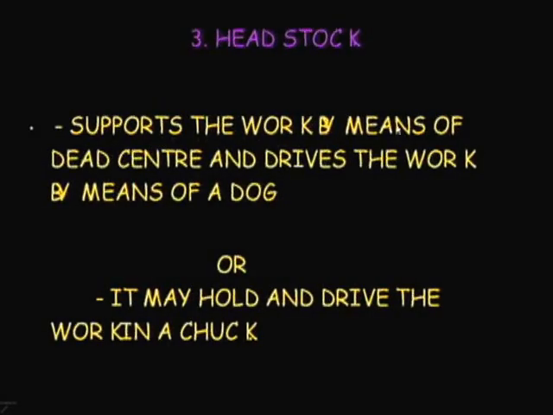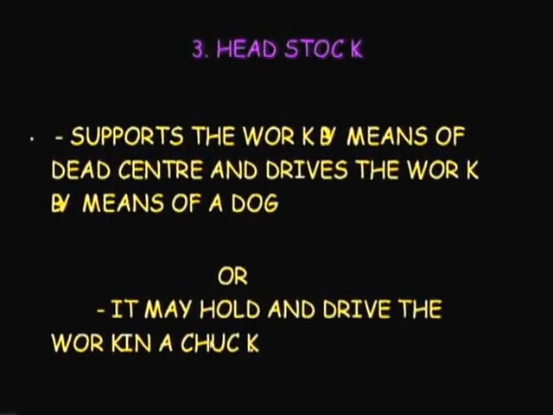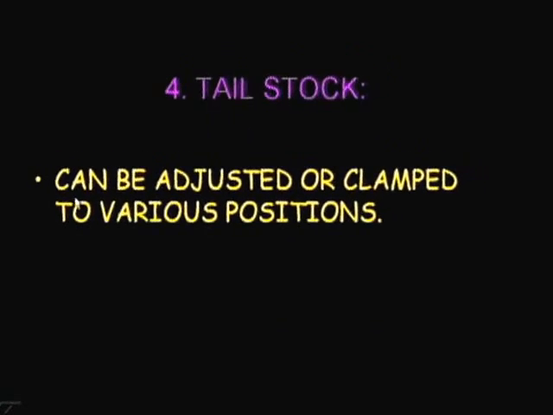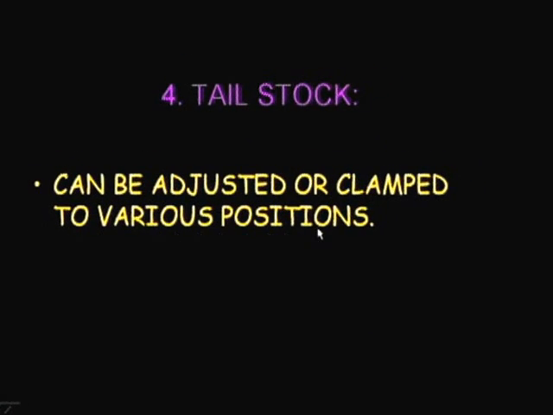Next part is a headstock. So, what is this? It supports the work by means of a dead center and drives the work by means of a dog, or it may hold and drive the work in a chuck. So, that is the headstock. In the headstock we will go for the workpiece. Next is tailstock. It can be adjusted or clamped to various positions. So, at what lengths, at what position we have to go, that can be done through this tailstock.